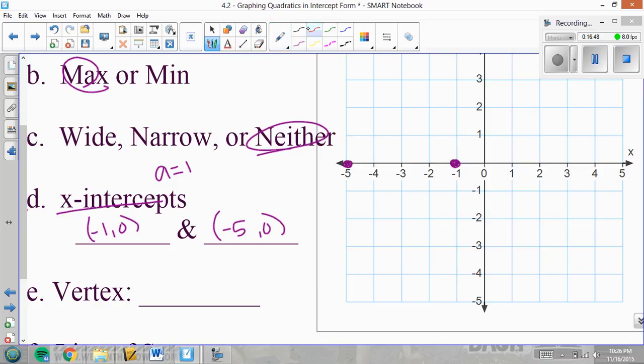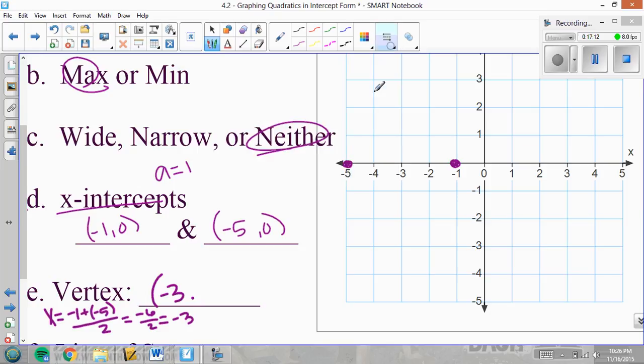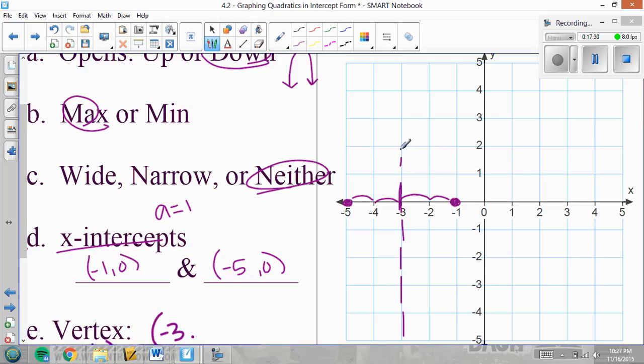And to find my vertex, okay, we can count to the middle or use x equals negative 1 plus negative 5 and divide by 2. So negative 6 divided by 2 we know is negative 3. And if you did it the other way, just to double check, okay, we can check by counting, going in 1, 2, and yes, we are indeed at negative 3 for the middle. So I know my axis of symmetry or line of symmetry, x equals negative 3. We want to draw that all the way through.